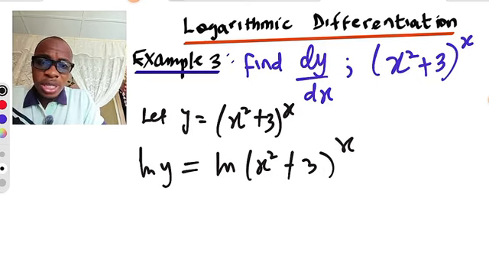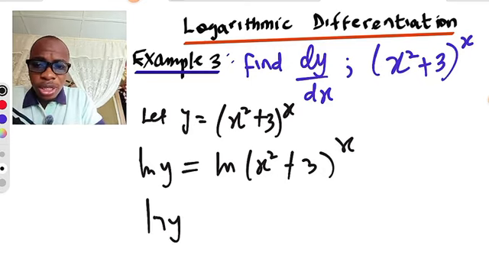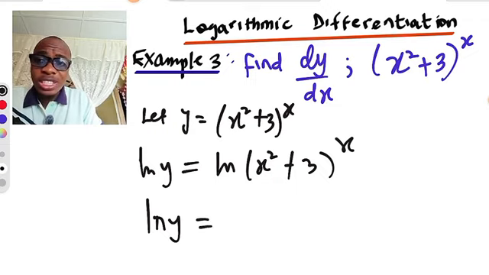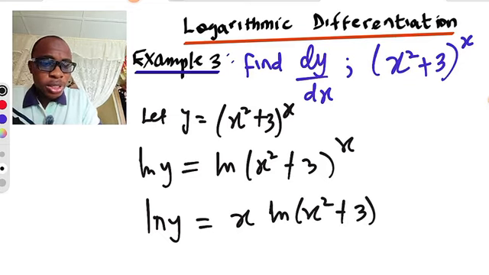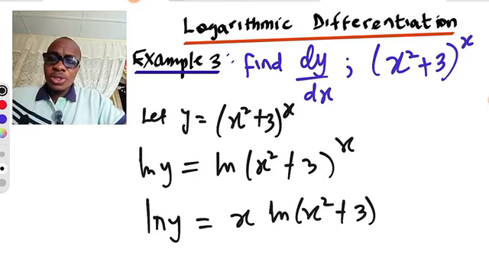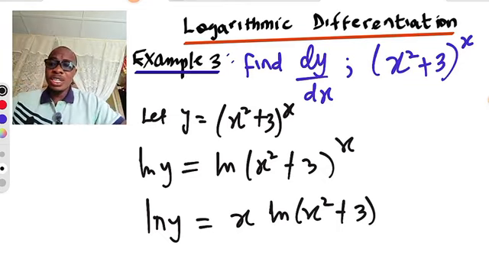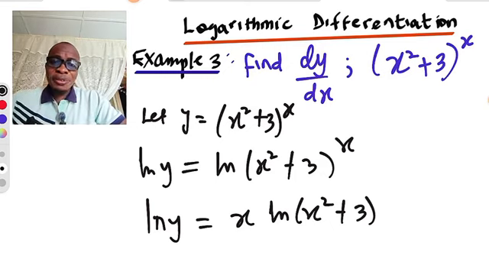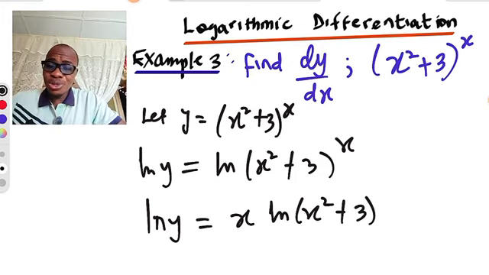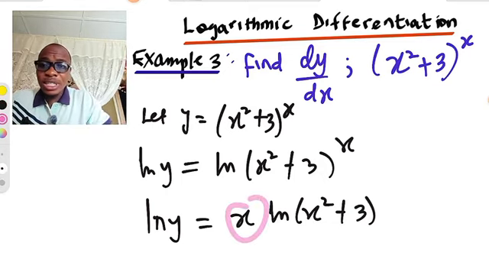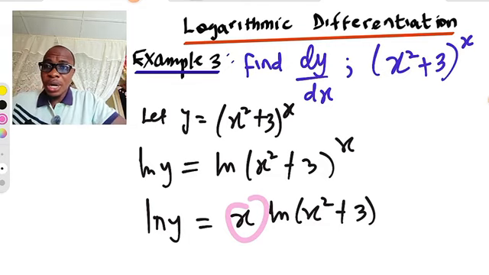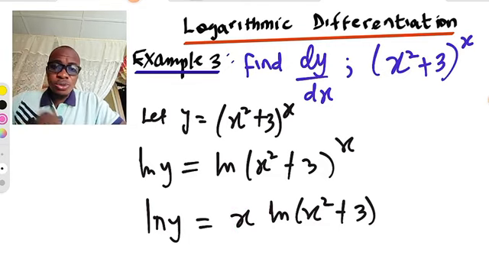Now from there, ln y is going to be x, which comes down, times ln of (x squared plus 3). We have applied the logarithm to both sides of the equation, so you can see that the x is no more a power. So we continue from there.